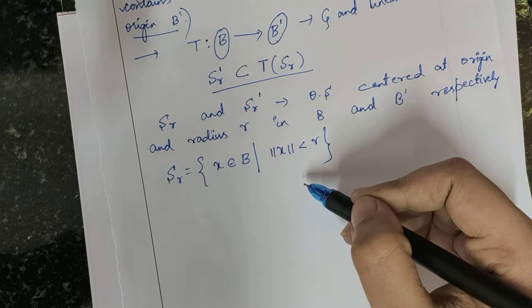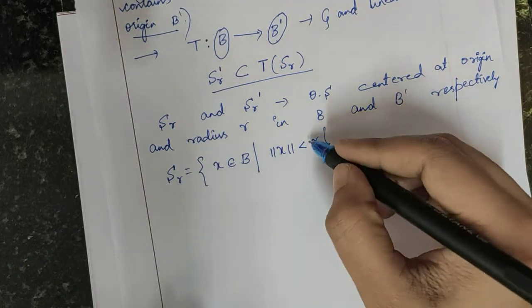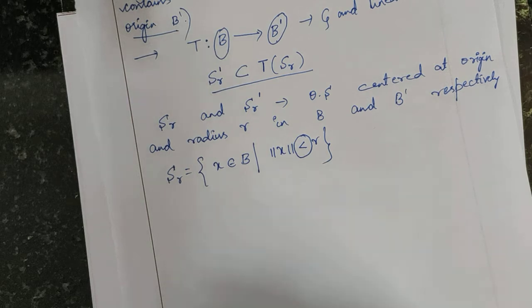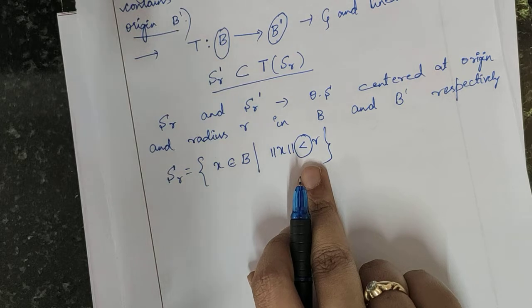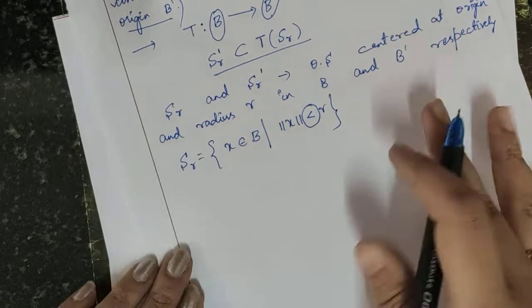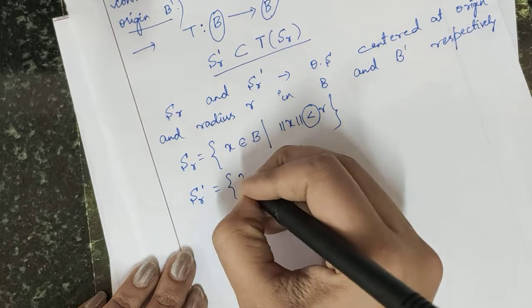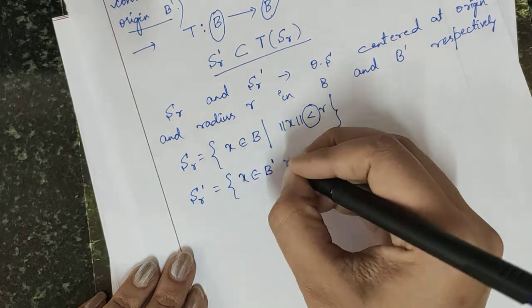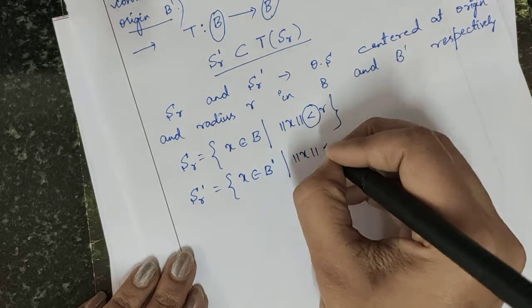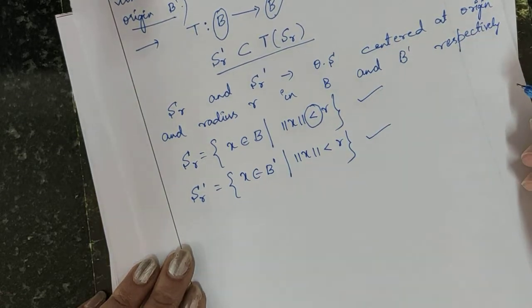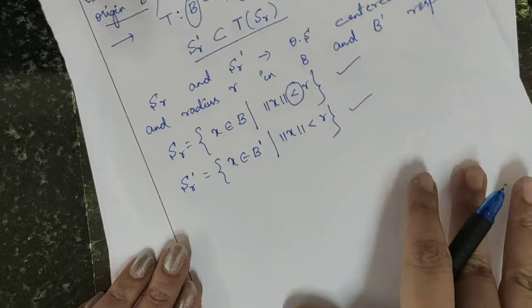You should be very careful here. Since it is an open sphere, you should write less than. It is not less than or equal to. If you write less than or equal to, it will become a closed sphere. So make sure about the inequality. Similarly, let us define SR prime: X belongs to B prime such that norm X is less than R. This is how we define two open spheres in B and B prime.